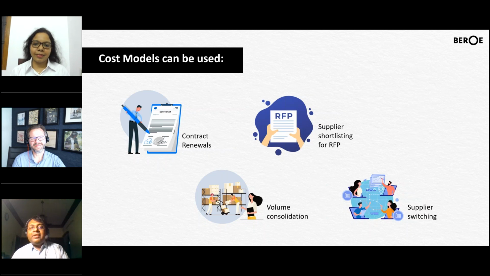Yes. So we have given about 4 scenarios where cost models can be used, but in no way is it restricted only to these 4 scenarios. We picked these scenarios because we thought these are some of the common scenarios that one would come across. So Shobana, volume consolidation. You have fielded a lot of queries from our clients, especially when it comes to how do we consolidate volume, and how do you approach this via a cost model.